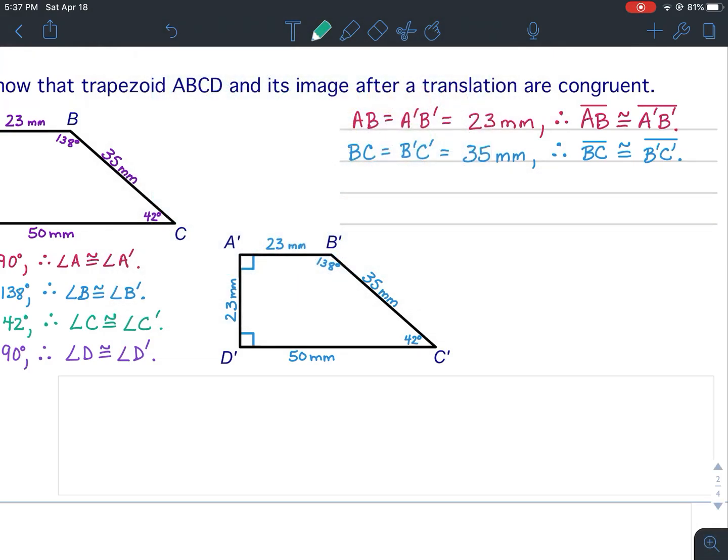Now we'll do CD. The length of CD equals the length of C prime D prime, both equal 50 millimeters. Therefore, the sides are congruent. So CD is congruent to C prime D prime.